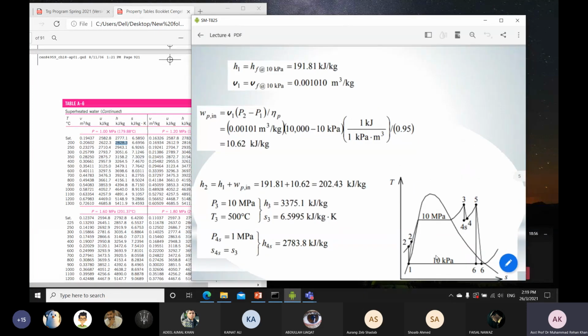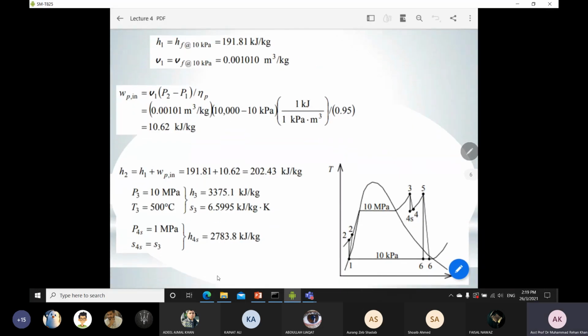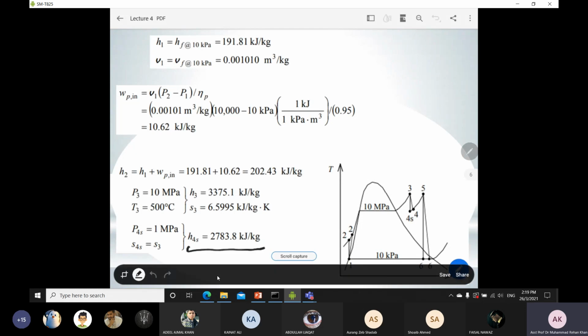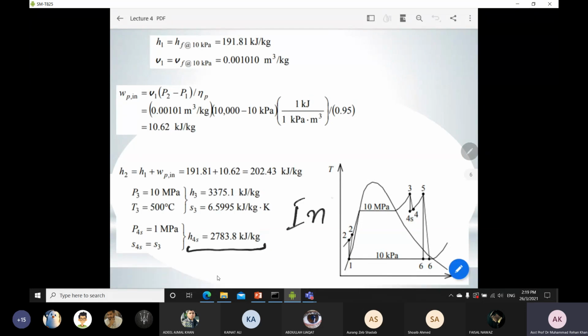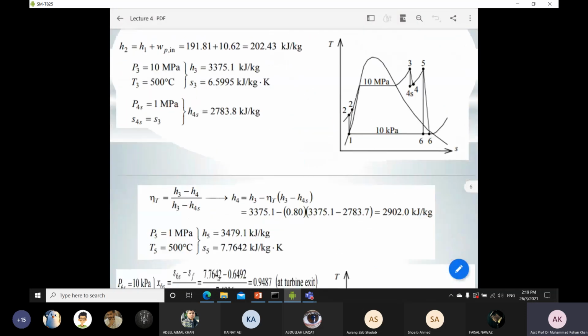A similar thing is available in your slides as well, showing how we can find the enthalpy at state number 4S by using interpolation. I hope you all know how to do the interpolation, because you will use it frequently in all the questions coming in the next lectures as well. So I suggest you practice how to do the interpolation.